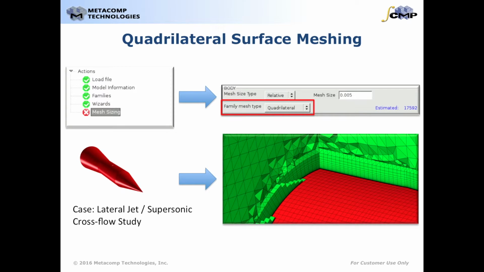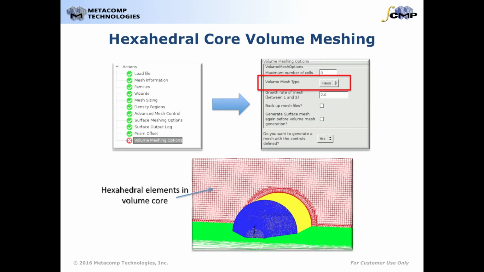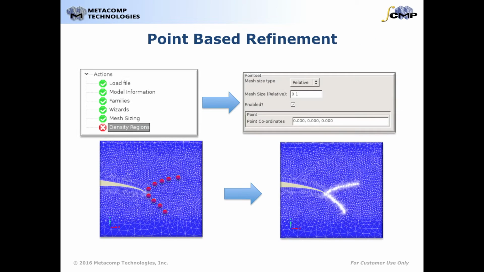IMIME allows for quadrilateral surface meshing capabilities. In this example, the surface shown in red has been meshed with quadrilateral elements, which are then extruded to form hexahedral prism or boundary layers. IMIME has the capability to produce hexahedral elements in the volume core of the mesh.